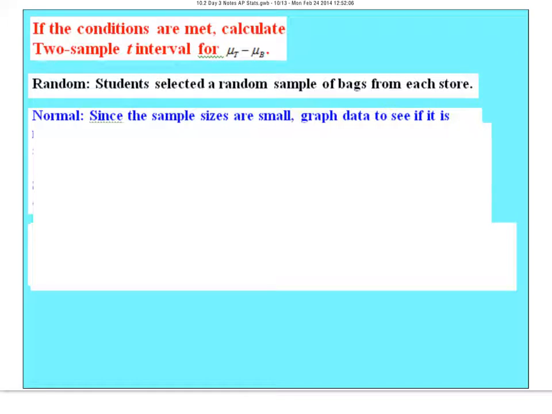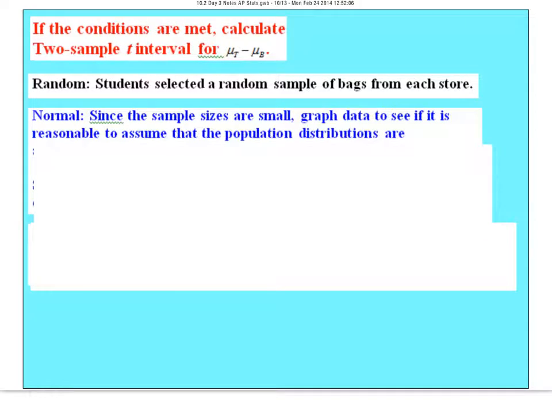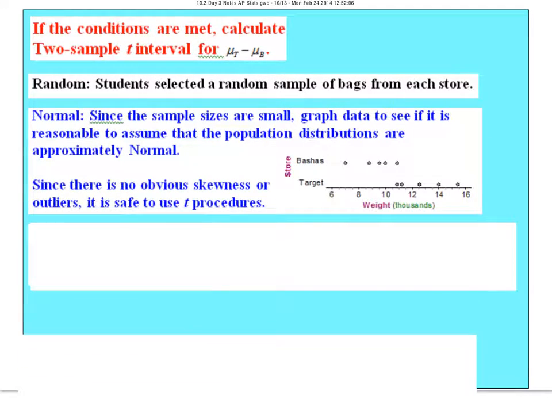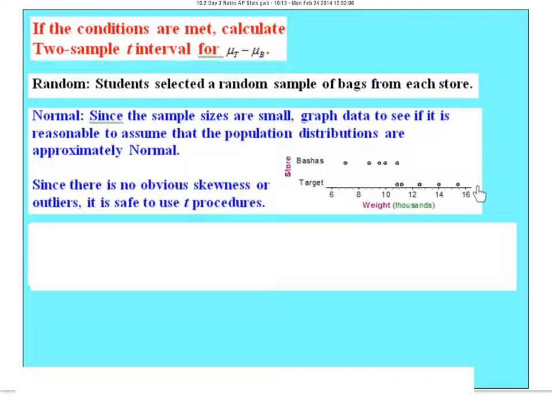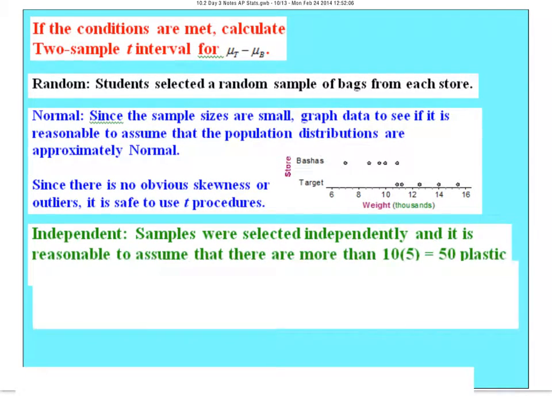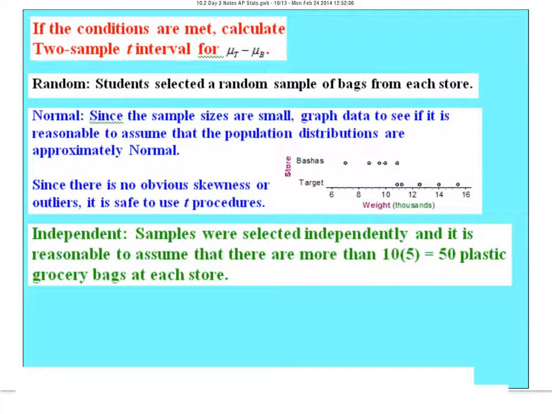So since the sample sizes are small, you must graph the data to look at the distribution and see if it's approximately normal. Remember, we're looking for no obvious outliers and little skewness. So here's a dot plot of the weights in grams of both Target and Basha's, and it's a combined dot plot. There really is little skewness and no outliers here, so it's safe to use the t procedures. Now in this case, we are sampling without replacement. So the samples were selected independently, and it's reasonable to assume there's at least 50 plastic bags in each of the two stores.